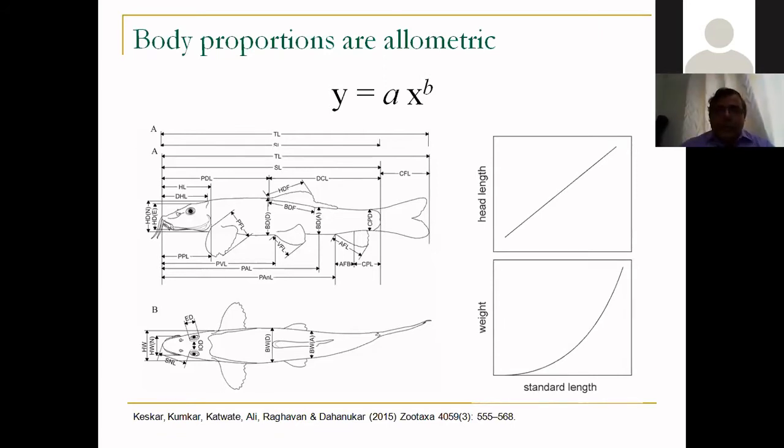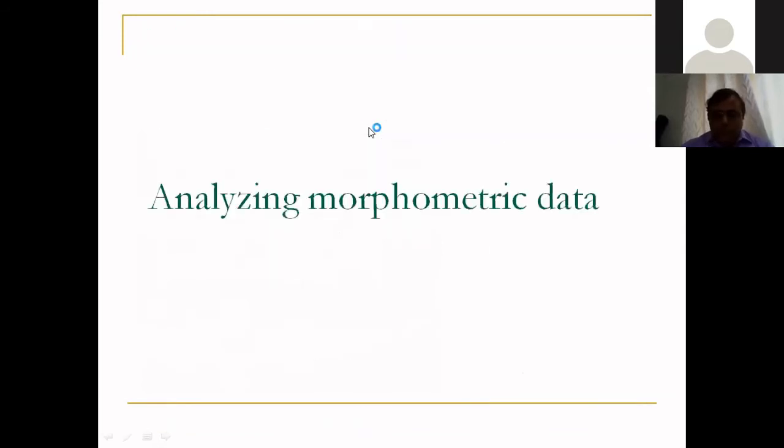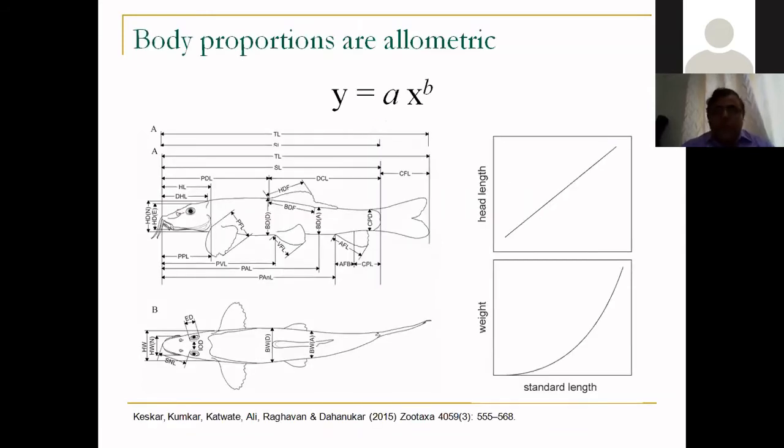And these relationships are typically given as an equation, a power law, which is given as y is equal to a x raised to b, where y is one character, x is another character, b is the exponent, and a is a constant. So the exponent b for two different lengths will typically be 1. Okay, so typically if you draw, for example, head length versus standard length, you'll see that there will be a linear kind of relationship, because both are lengths.